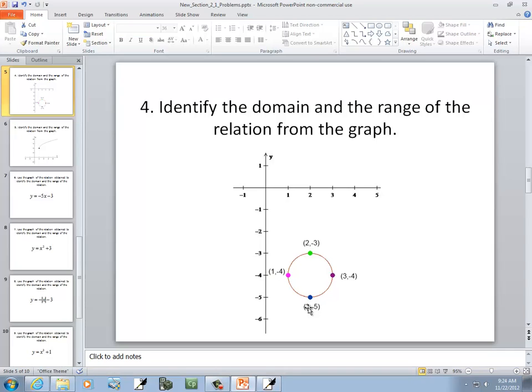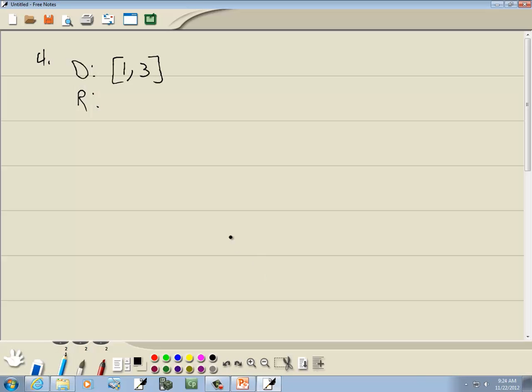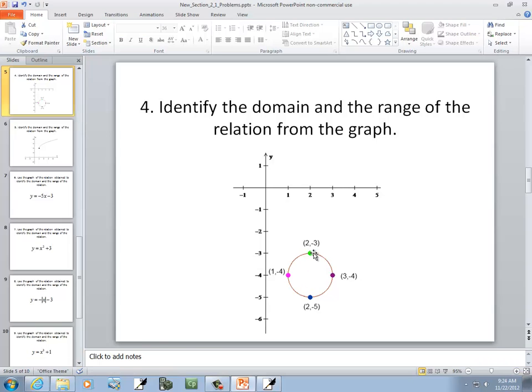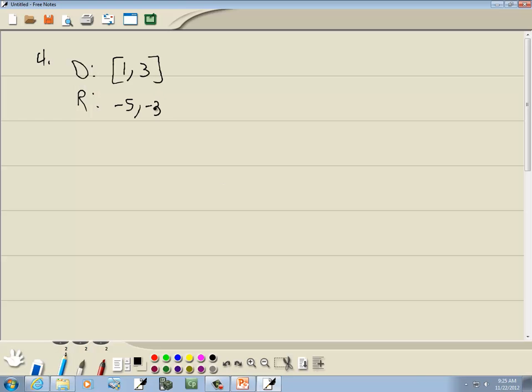Now our y values. The lowest one where it exists: this is my lowest part of my graph. If I come over here, you see it's -5. And this is my highest part of my graph in terms of y value. So if I go over here, you see it's -3. And again, there'll be brackets on those.